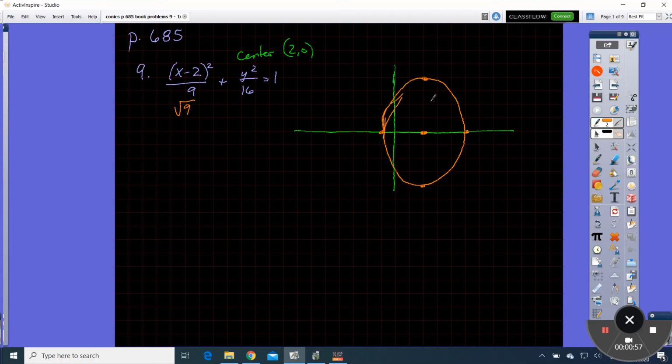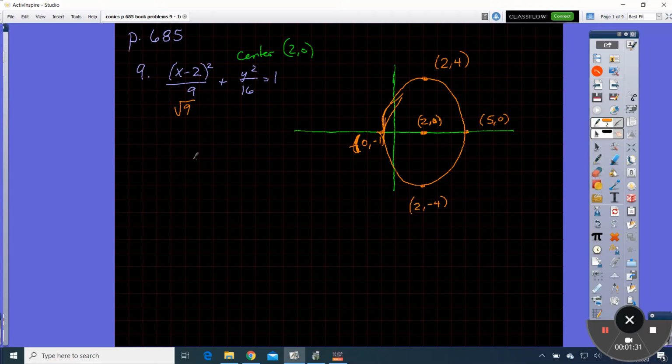Okay. Now I label all these points. That vertex is at 2, 4. This one's at 5, 0. This one is at -1, 0. This one's at 2, -4. And this point is at 2, 0. That's a positive 2. I don't know why I put negative. That's a positive 2, 0.